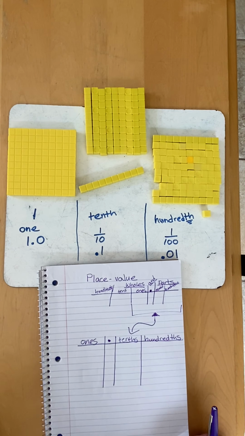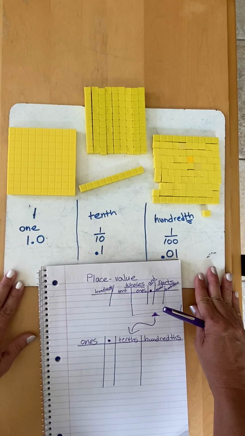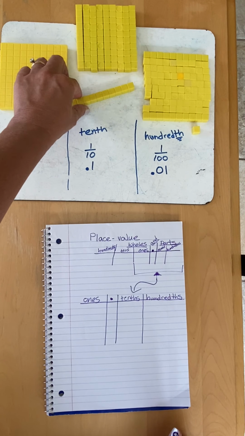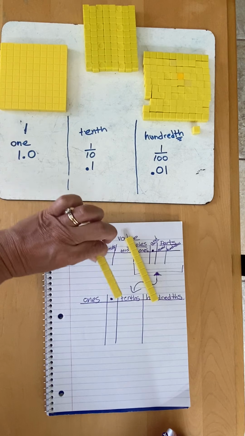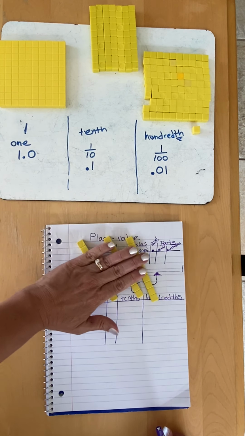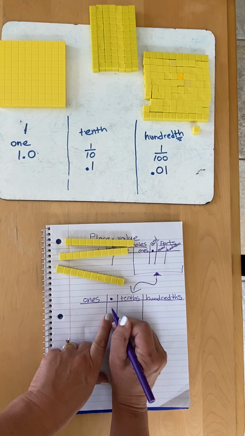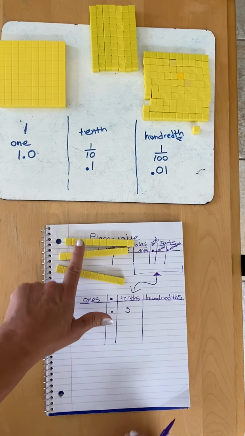Now, let's do a few examples. So now I'm going to pull from these so we can write some numbers in our place value chart. So if I said I had, this would be 1, 2, 3. What are these? These are tenths. So I put my decimal point here, and I have 3 tenths.